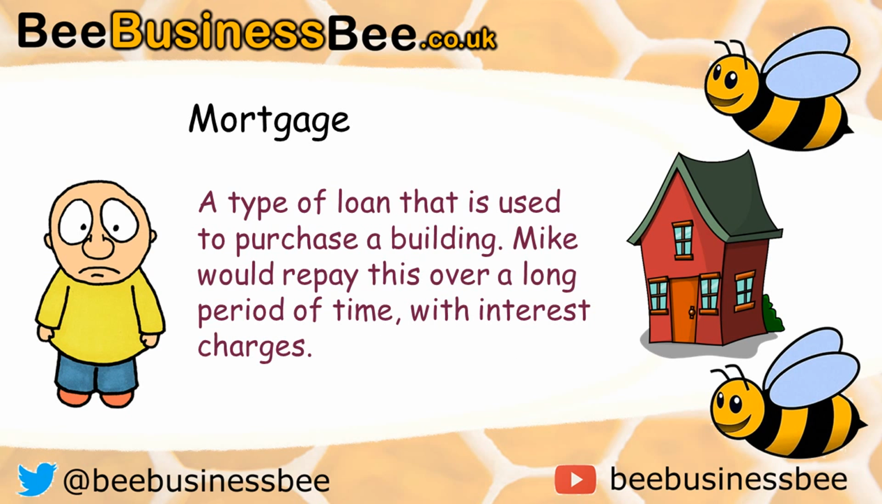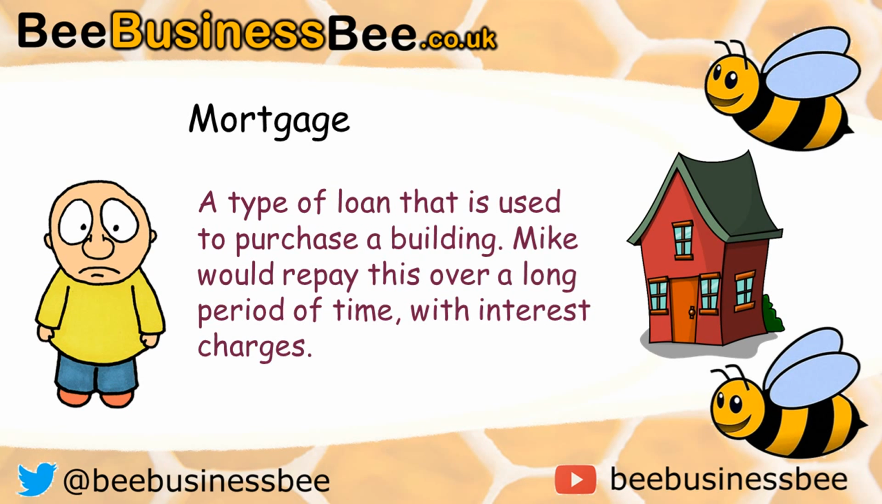Now, the last type of loan that Mike might want to take out could be something called a mortgage. Now, a mortgage is always a long-term loan and it tends to be used to purchase a building. In Mike's case, he would want to go and buy a house. So if he wants to buy a house, he needs to take out a mortgage. Now, Mike would repay that mortgage over a long period of time. And again, it comes with interest charges.